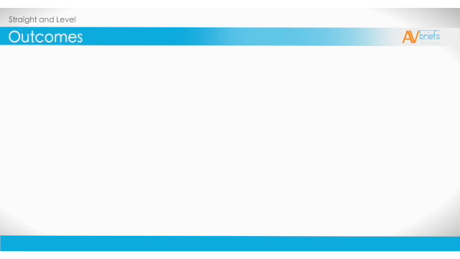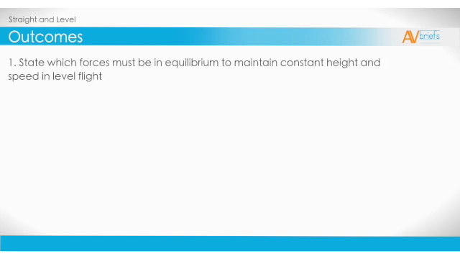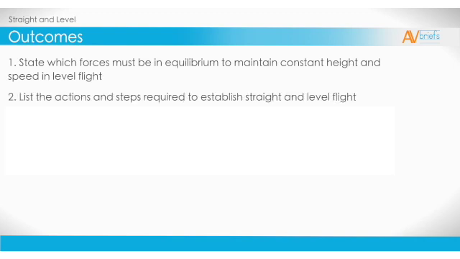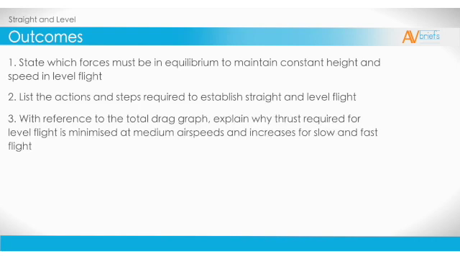Let's check our outcomes were achieved. Number 1. State which forces must be in equilibrium to maintain height and speed in level flight. Number 2. List the actions and steps required to establish straight and level flight. Number 3. With reference to the total drag graph, explain why thrust required for level flight is minimized at medium speeds and increases for slow and fast flight.